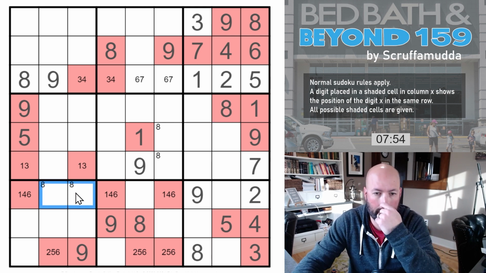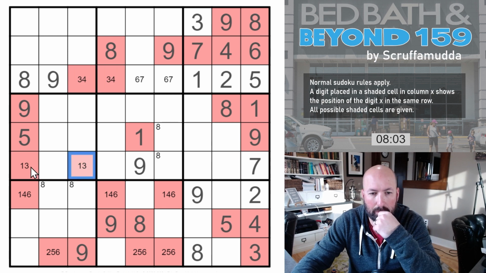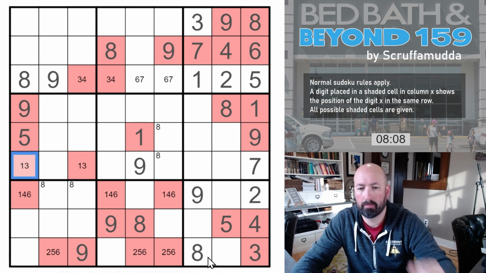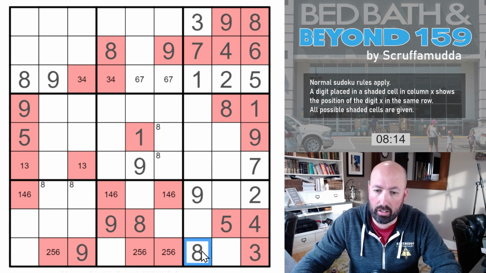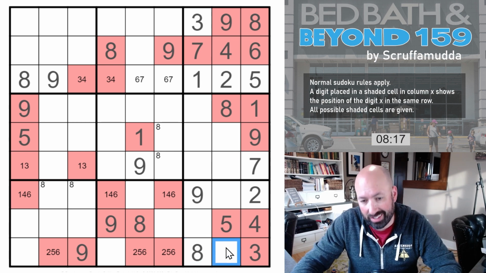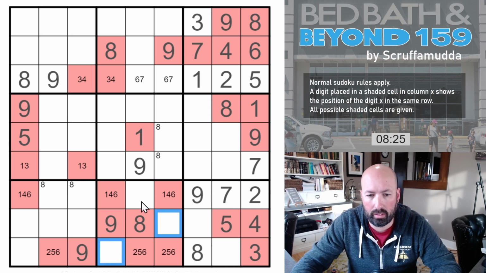That puts an 8 up here. 8's in one of those. 3, yeah. Still don't know about these. Seven. Oh, okay, so the 8 is in column 7, and it's not shaded, so the 7 cannot be in column 8. 7's here, put a 7 there, it has to be up there. So the 7 has to be in one of these.